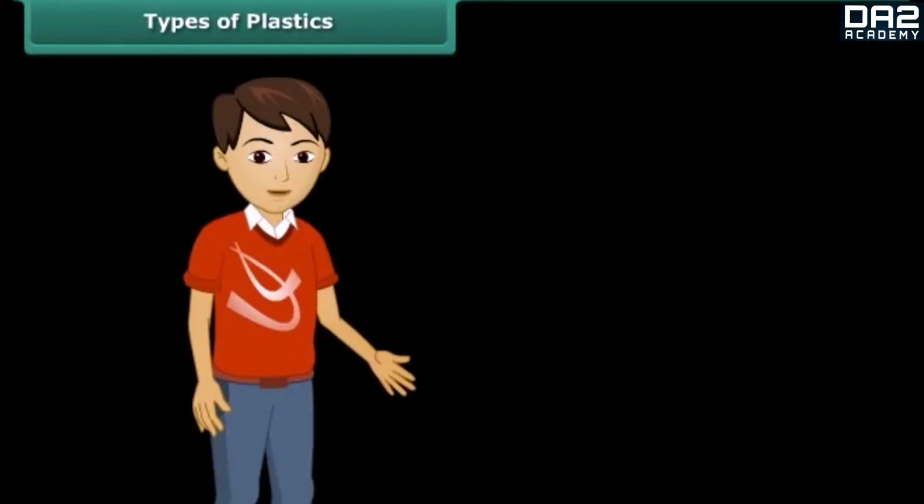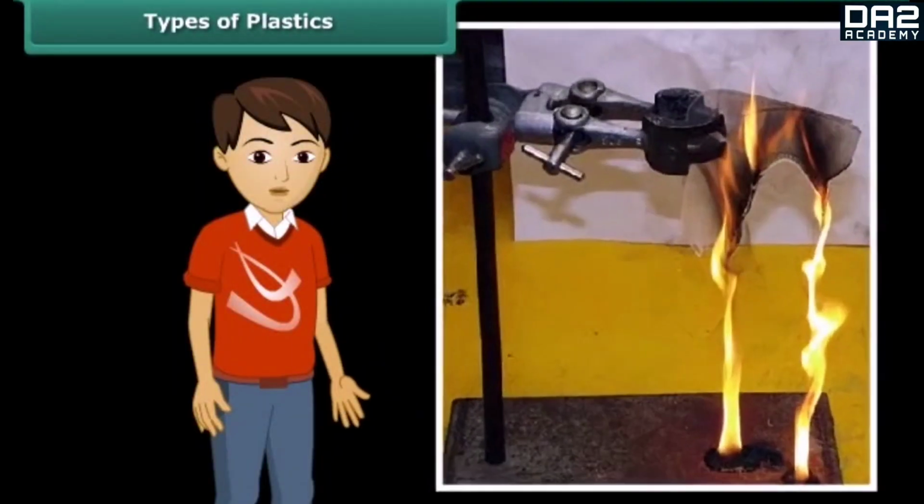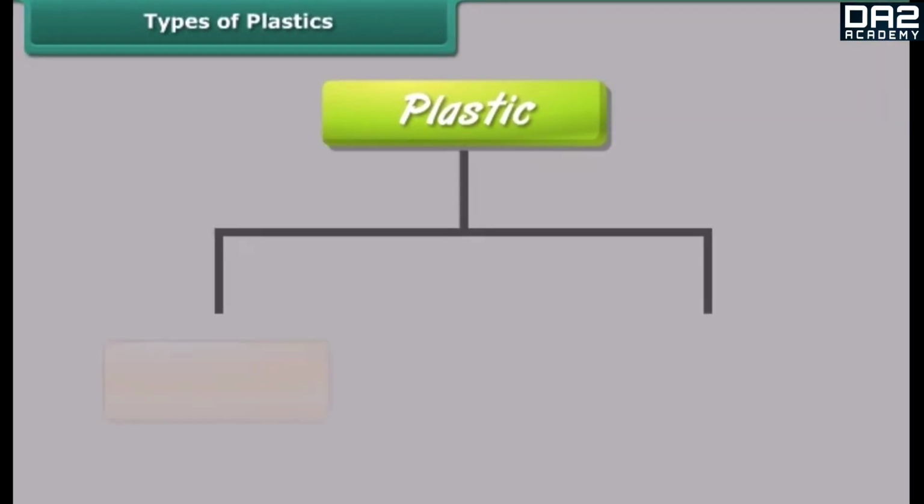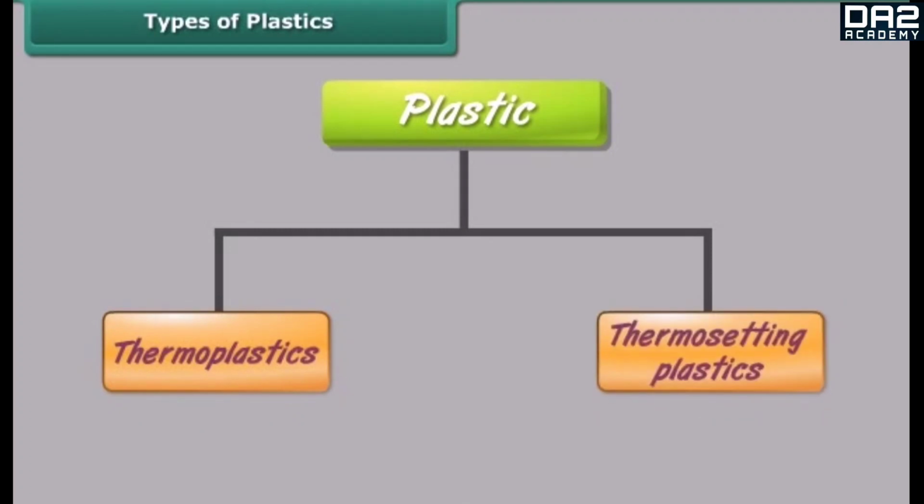Have you ever observed what happens when a polythene bag is burnt? Yes, it melts and you can see its droplets falling off, apart from the noxious smell it produces. Do all plastics melt upon burning? Let us find out. There are two types of plastics based on their reaction upon being heated. These are thermoplastics and thermosetting plastics.